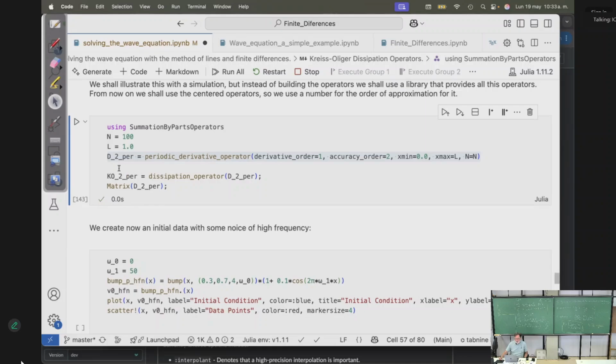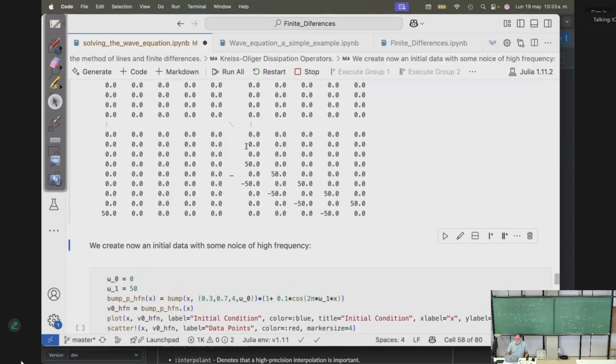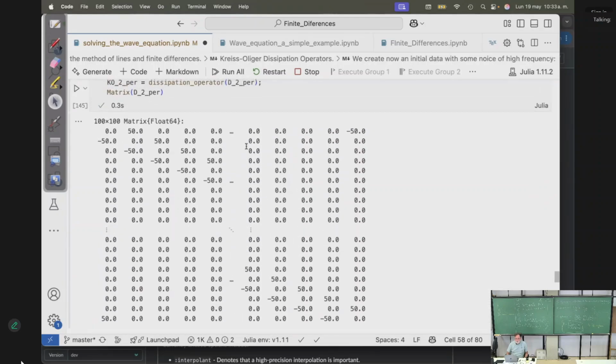And associated to this one, we have this dissipation operator associated with the 2 periodic, right? So this will be with p equal to 2, the Kreiss-Oliger. And we can run this, and we can see the Kreiss-Oliger operator, for instance, and this thing here.